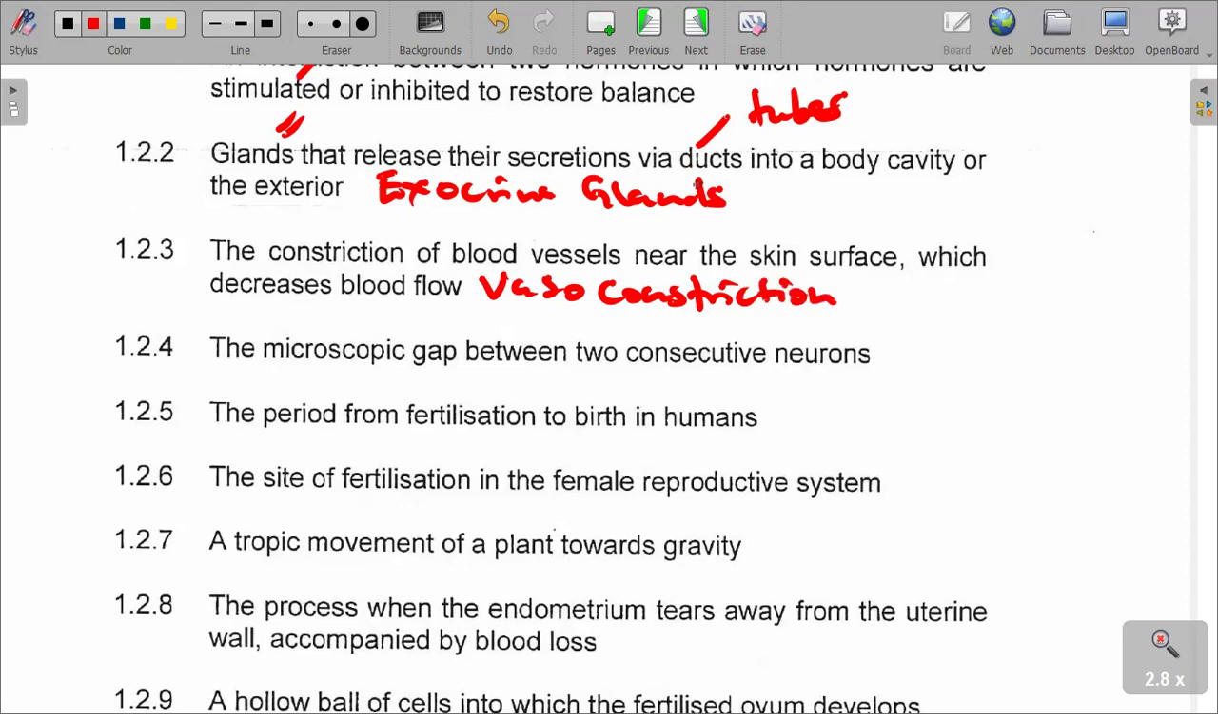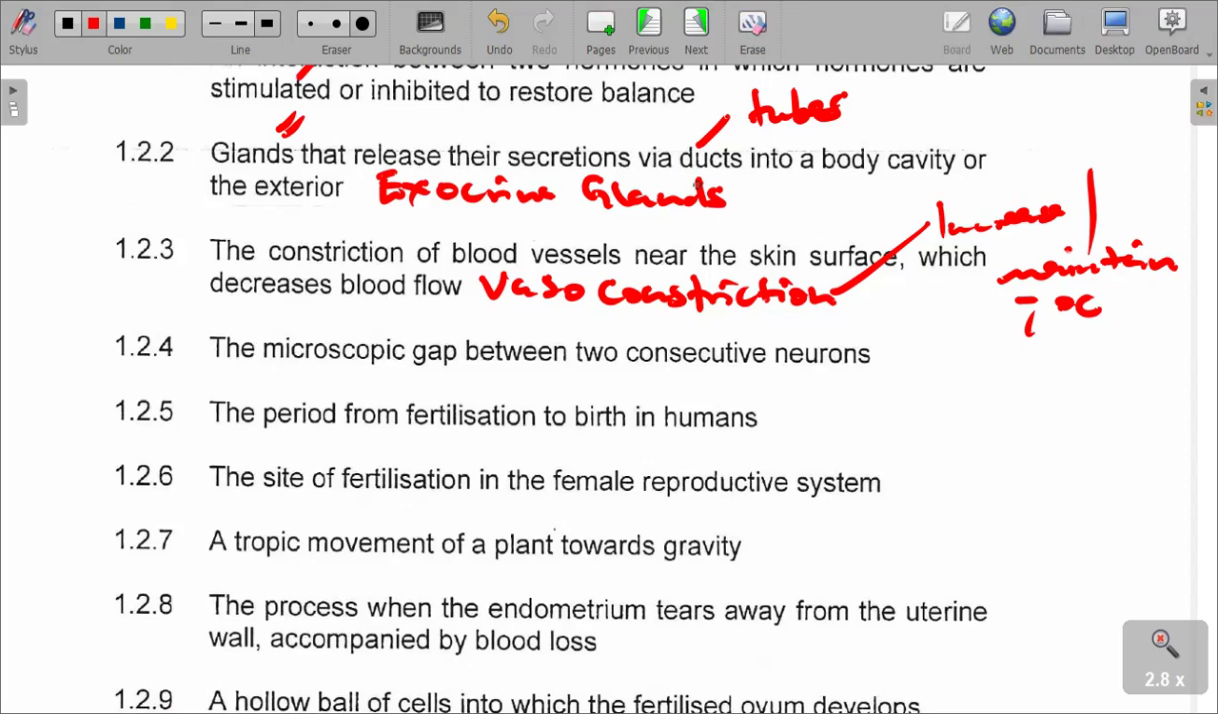Vasoconstriction happens in order to reduce the flow of blood near the surface of the skin, and it occurs in order to increase or maintain the temperature of the body. So it is called vasoconstriction.